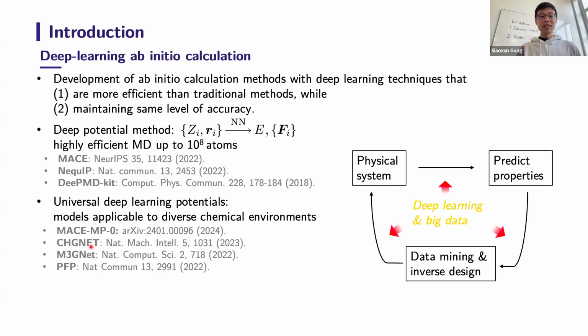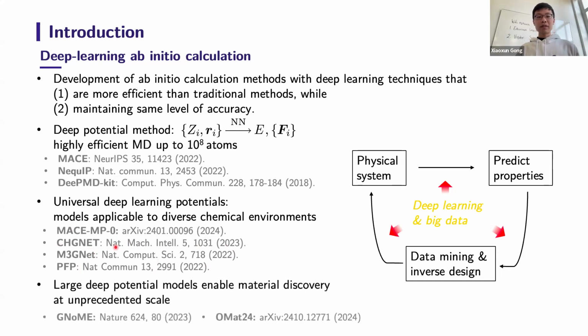These are only a few of the most well-known models that are universal deep learning potentials. Once we have these large models of total energy and forces, we can do inverse design, which is the final step described in this diagram. The large deep potential models can enable us to discover stable materials at an unprecedented scale.